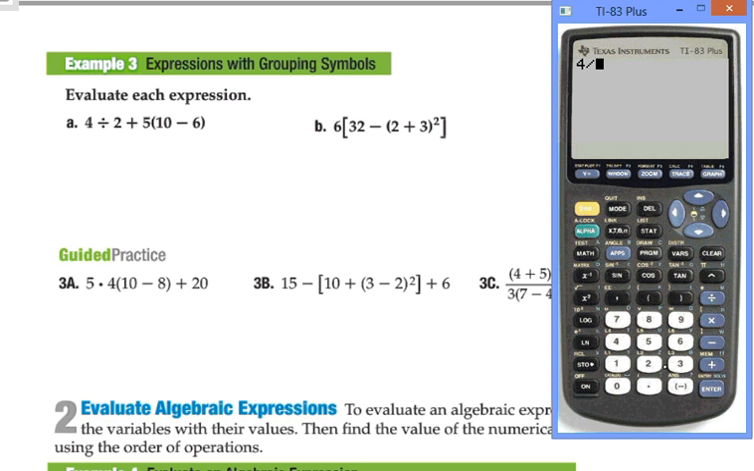4 divided by 2 plus 5, grouping symbol. The calculator understands that that's multiplication. We should end up with 22.